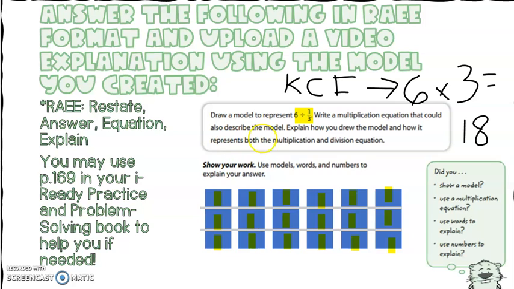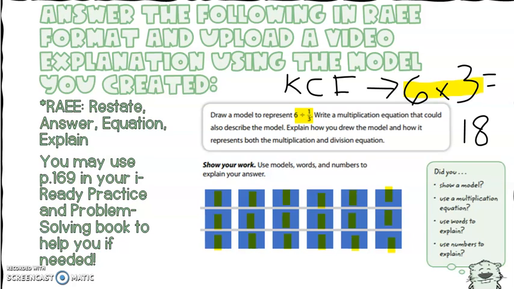So my model is down here. My multiplication equation is right here. And now I need to explain how I drew the model. So I would say something along the lines of, first, I drew 6 rectangles to represent 6 whole numbers. Then I split each whole number into groups of 3 to represent 1/3, and I got 18 as my answer.